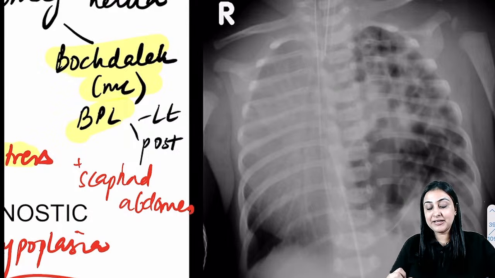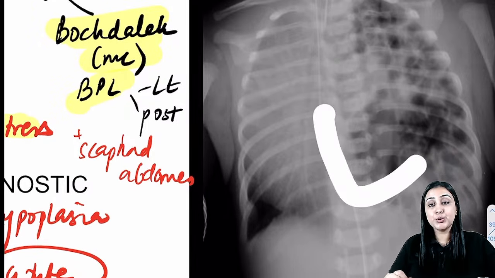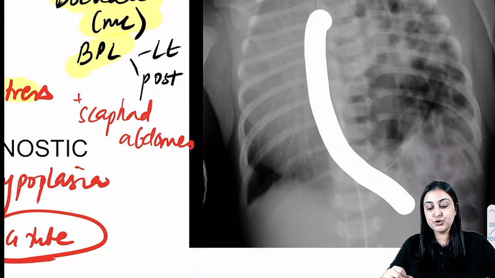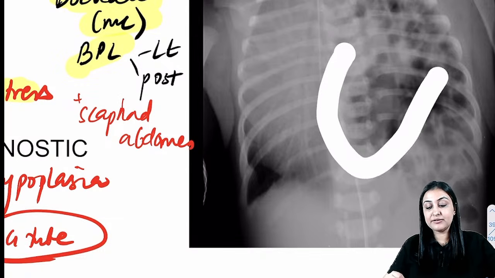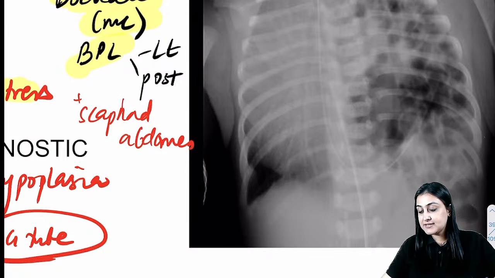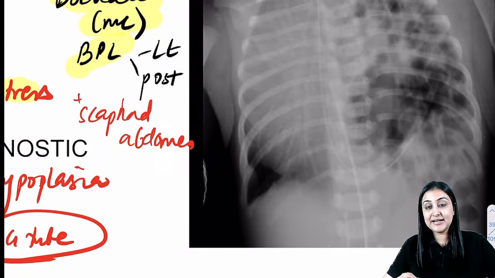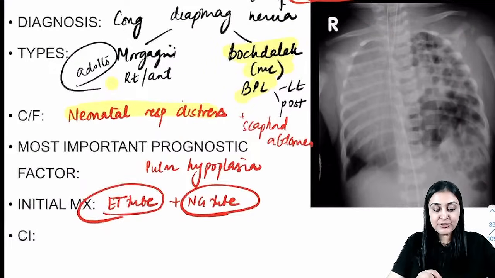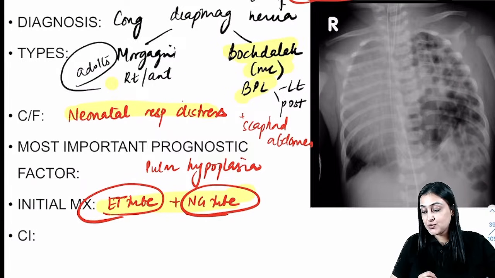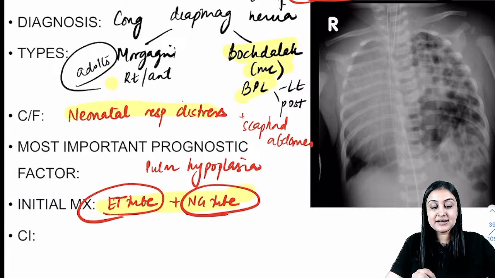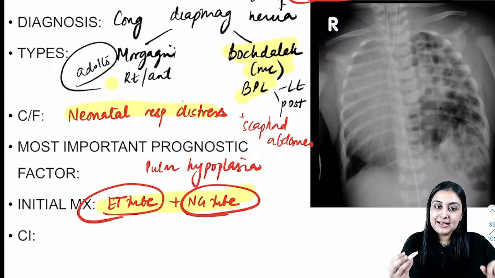So NG tube हमने क्या देखा? That it is going into the thorax, right? Normally NG tube should go like this. So does it also confirm my diagnosis? Yes, this confirms my diagnosis, right? That the stomach indeed is in thorax, okay? So NG tube serves dual purpose. Diagnosis भी confirm कर रहा है, and it is decompressing also, such that lungs can inflate.